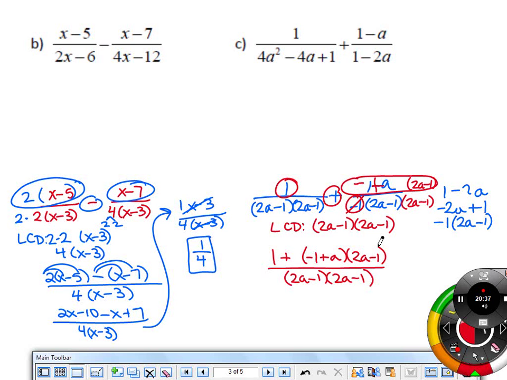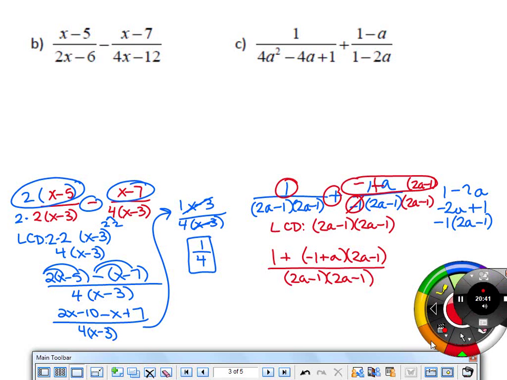Okay? So to multiply this out, I want to distribute, so I'm going to get negative 2a, positive 1, and then when I distribute the a, I'm going to get plus 2a squared and minus a. So in my numerator, I'm going to try and clean it up a little bit. I have a 1 plus, and then I have all these terms right here. So I'm going to try and write it in the order we would be used to seeing it, highest power to lowest power.